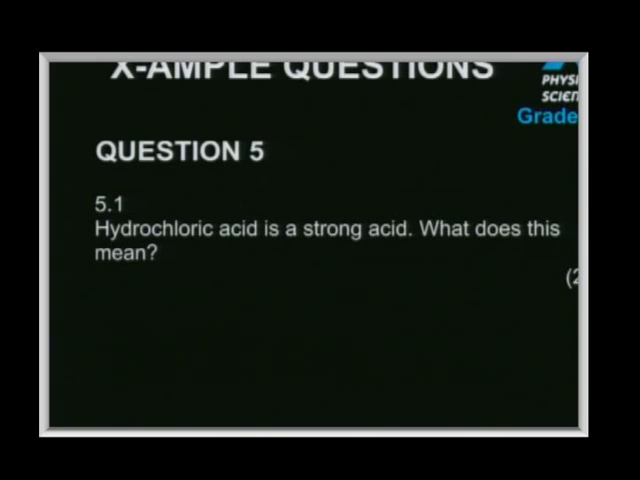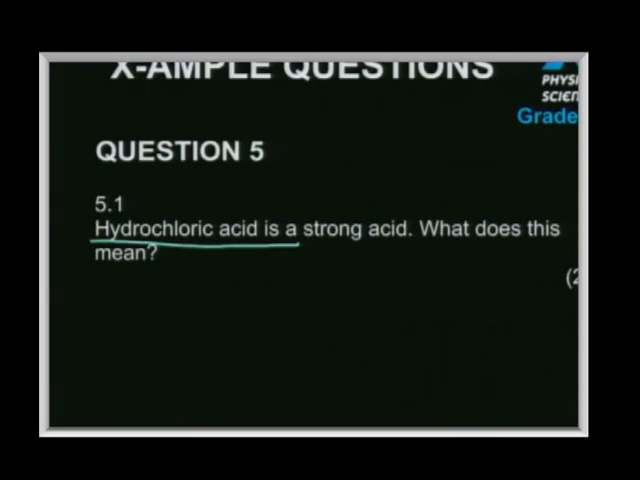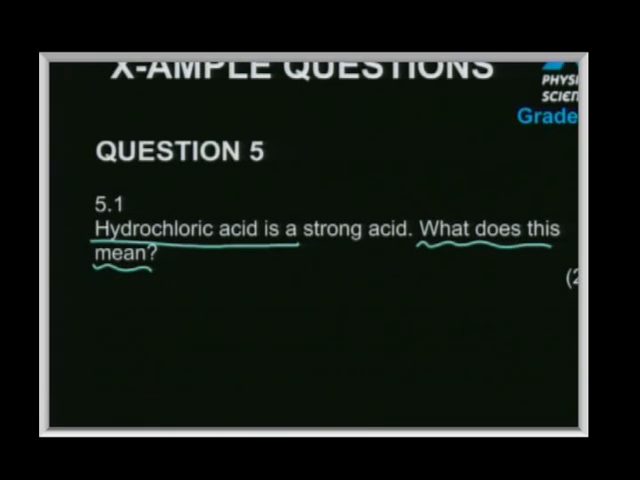Question 5 tells us that hydrochloric acid is a strong acid. What does this mean? Now, by definition, we know that an acid is a proton donor. So if it wants to donate the proton, it needs to break up into the ions that make up that specific compound. And one of those ions will be the hydrogen ion, which carries the proton. Now, that process whereby the compound breaks up into the ions is called dissociation. So the word dissociation is going to come into our answer over here because they want to know what makes a strong acid. What does it mean when someone tells you you've got a strong acid?